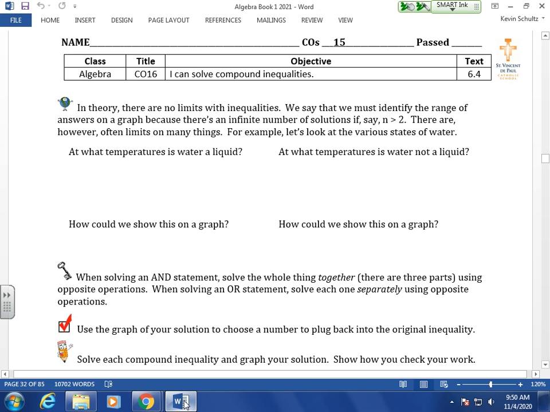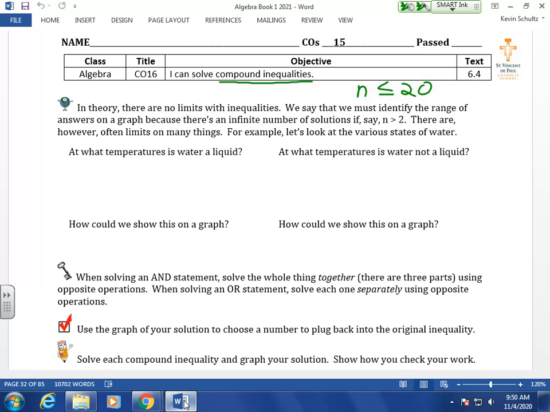Hello and good day. In Algebra, we're starting CO16, which is working with what are called compound inequalities. We actually foreshadowed compound inequalities back in CO13 when we started writing inequality statements for situations. For example, when we said that you go to the store and you spend no more than $20, the inequality for that was n is less than or equal to 20. But we also said that that wasn't exactly accurate.